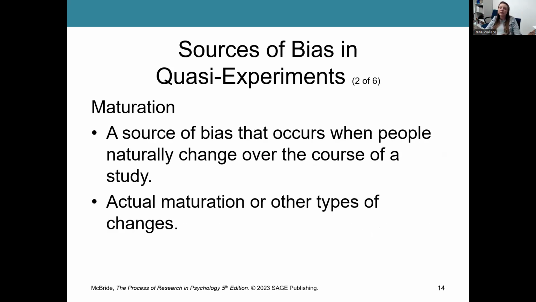Maturation is the source of bias that occurs when people naturally change over the course of a study. So the people that you were studying over this length of time will have changed anyway. So remove your experiment, but people just evolve over time, right? They naturally change. And so when you're attributing this change to your study or your experiment or your variable, it could be an error if it's just maturation.